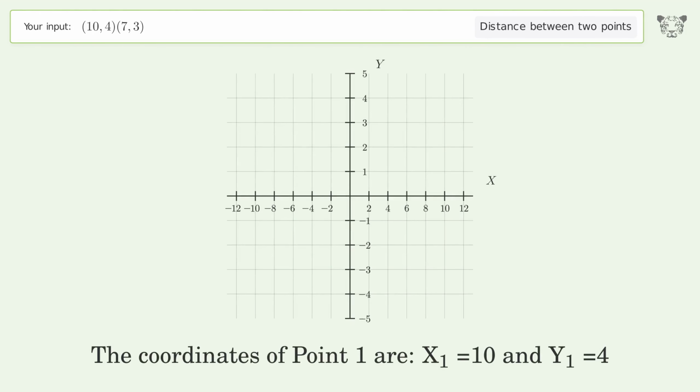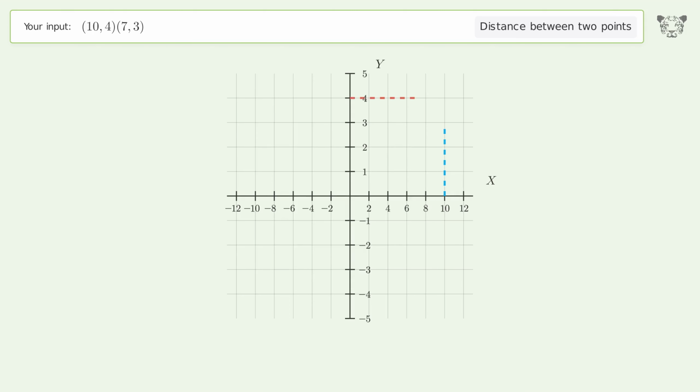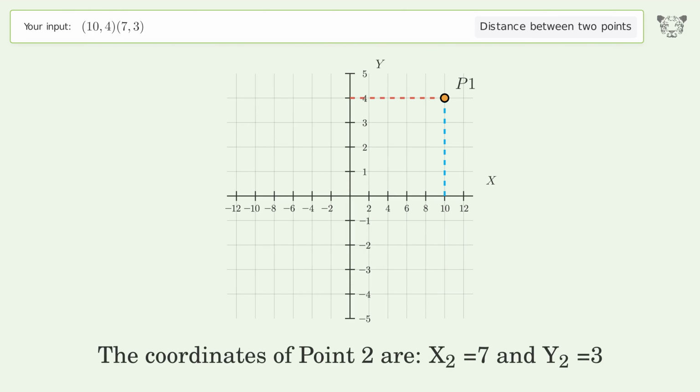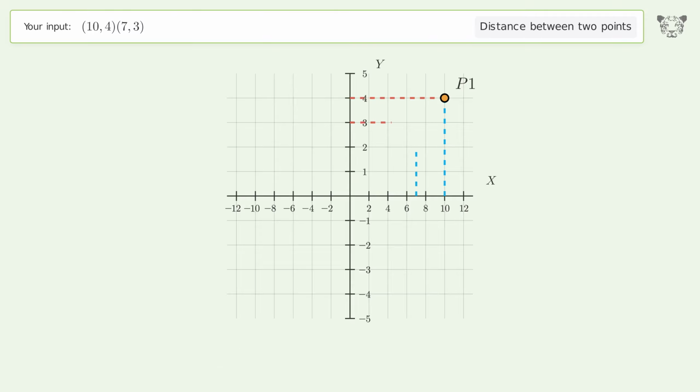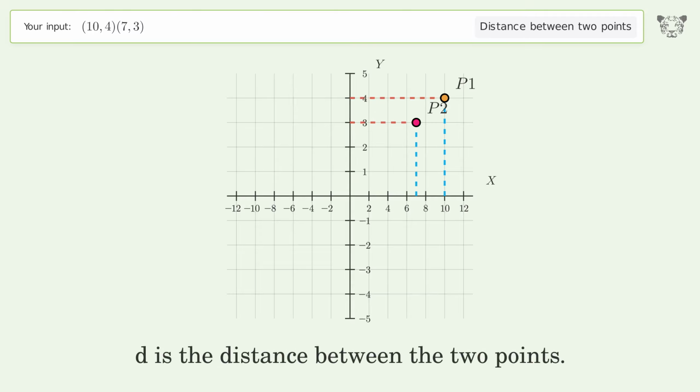The coordinates of point 1 are x1 equals 10 and y1 equals 4. The coordinates of point 2 are x2 equals 7 and y2 equals 3. D is the distance between the 2 points.